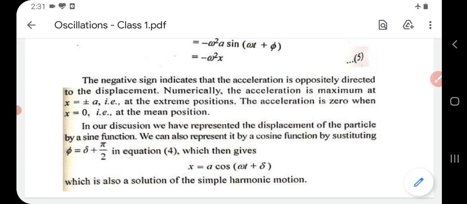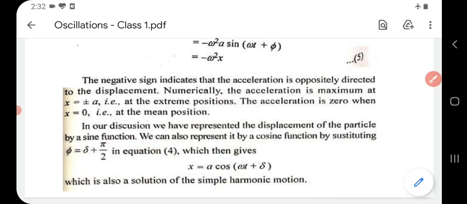So here we have represented displacement in terms of a sine function, that is x equal to a sine omega t plus phi, right? You can also express it in the form of a cosine function. Then the solution will become x equal to a cos omega t plus delta, where delta is nothing but phi minus pi by 2, or phi is equal to delta plus pi by 2. That no need to mention. This paragraph you have to learn, that is, you have to mention how acceleration varies as per the value of x.